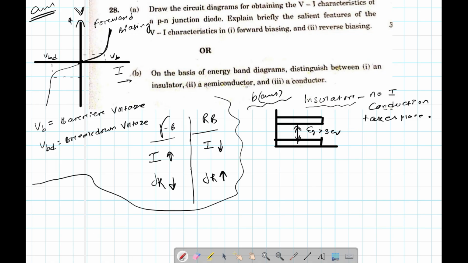For semiconductor, partial current conduction takes place. So what is the energy band diagram?